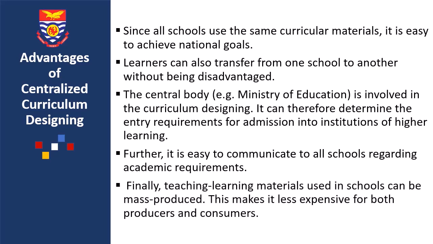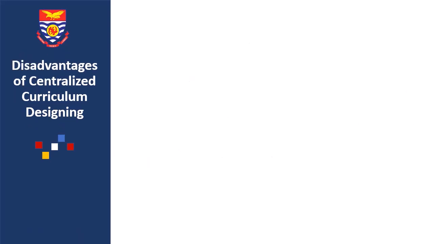And finally, teaching and learning materials used in schools can be mass produced. So if it is a set of rulers or other items that we need, because we know that all schools doing physics will need these materials, we can produce them on a mass scale. And when this is done, we all know that it is going to be less expensive for both the producers as well as the consumers. What are the disadvantages of the national or centralized curriculum designing?